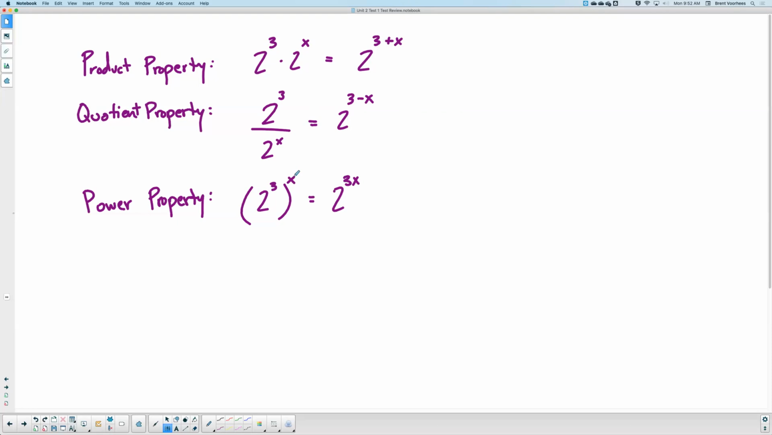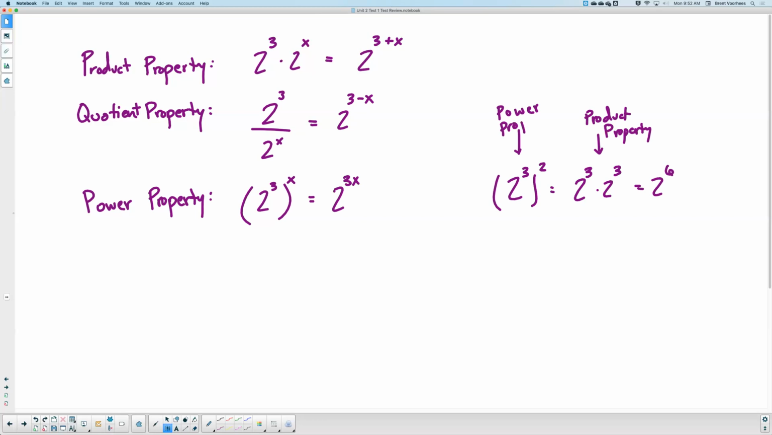Now, the reason you do that is, let's pretend x is 2 for a second. If it were 2 cubed squared, what that would mean is you have 2 cubed times 2 cubed. And according to the product property, what can you do if you have the same base with different powers? You add them. What's 3 plus 3? 2 to the 6, which is the same thing as 3 times 2. That's why it works. So what I did right here was the product property, and I proved these are true using each other's properties. That would be the power property. But I'm just showing you why this works.